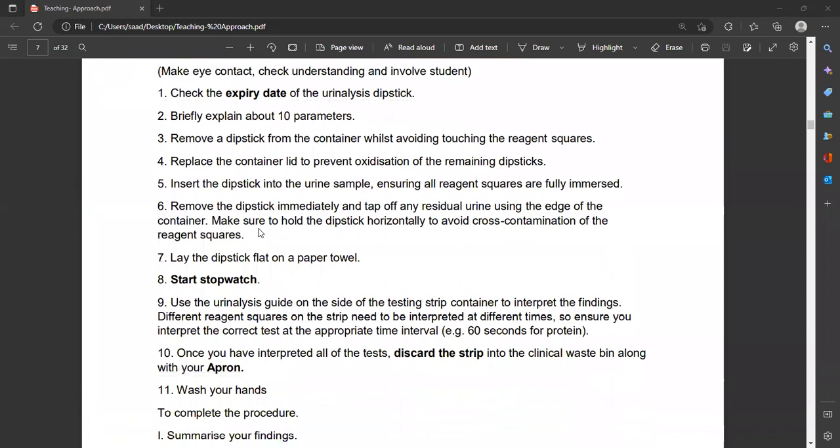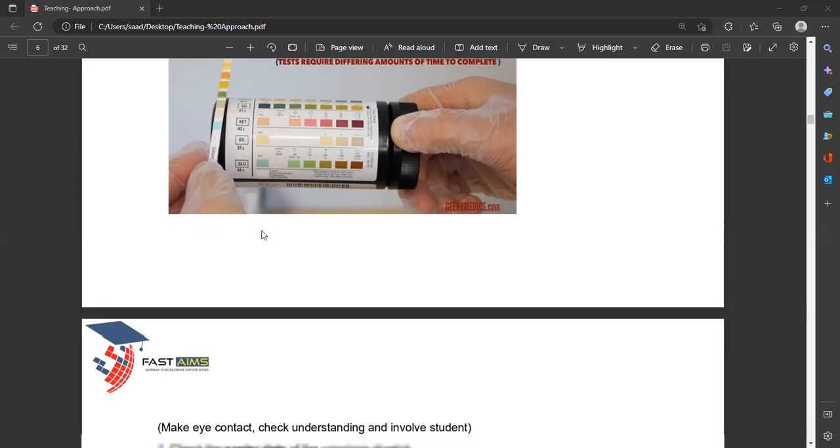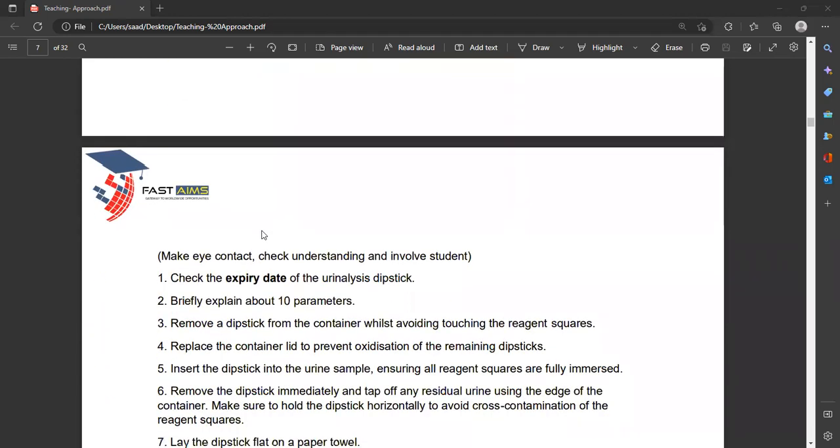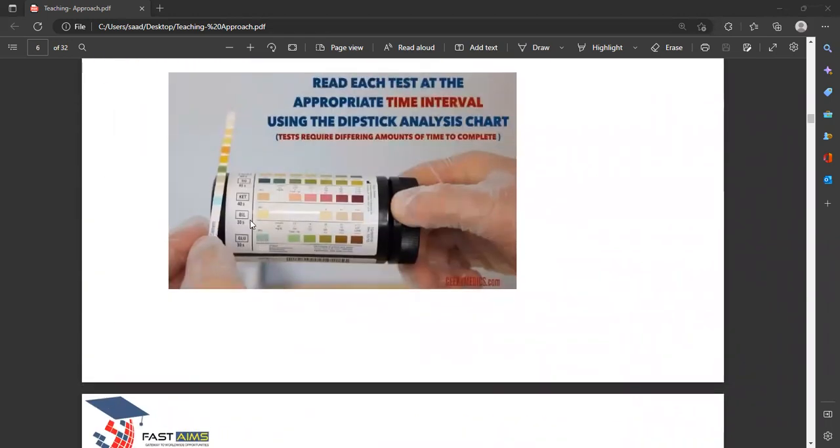So now 30 seconds have passed. You take the strip and compare it with the container like this. Now, if he asks the question, what is the glucose? So John, we compare glucose at 30 seconds. Tell me, how much glucose is in this urine? You compare it in front of the student, showing that I am comparing it. So if there is nil glucose, yes, there is no glucose in the urine. Then you move forward. We will check other parameters like bilirubin, ketones, nitrates, and all these things.